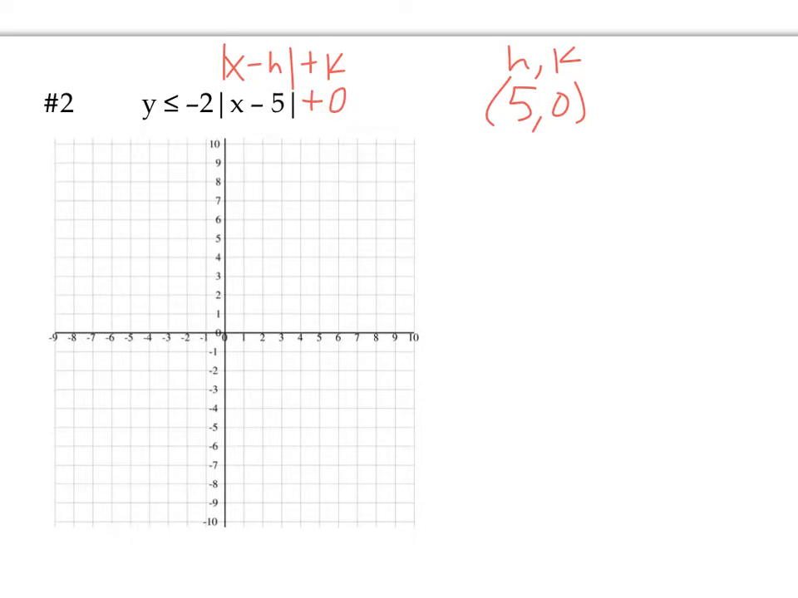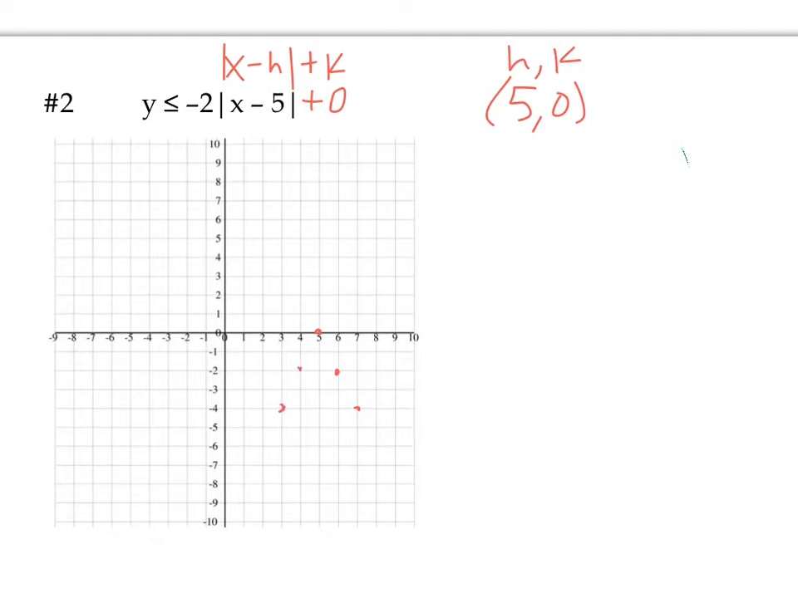It's not written there, so it's a 0. So we'd go to 5, 0, and that would be our vertex. And then we can graph the branch of this. -2, negative, remember, means it's going to be flipped upside down. Okay, so we're going to graph it upside down, and we're going to have a slope of -2. So when we go to graph that, we're going to want to go down 2 and over 1. Down 2 and over 1 on both sides.